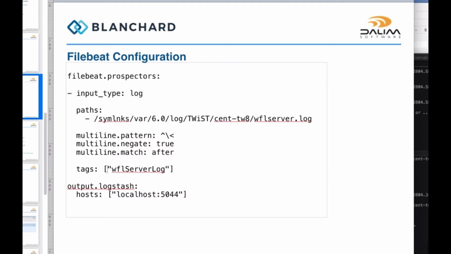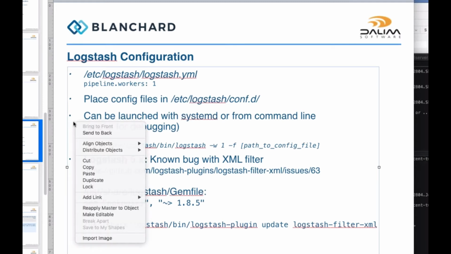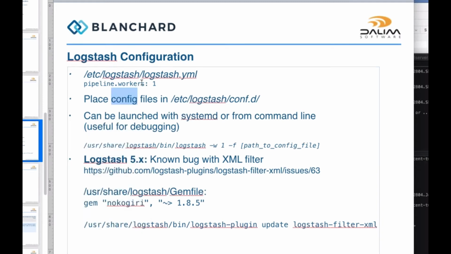So for the next step here, we have things from FileBeat to LogStash. With LogStash, one config we need to make is in etc logstash, logstash.yml, for this particular implementation, to change the pipeline workers to 1. I'm going to come back to why that is a little later, but that's generally not a recommended setting, but it's something we need to do to deal with Dalim's log format.